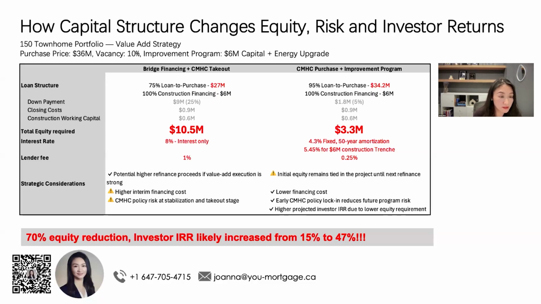If we are financing this way, you can see the total equity required to close this deal would be 10.5 million. The interest rate for bridge is a little bit higher, prime plus 2 to 4%, and back then the prime was not as low as today. It was 5.45% back in 2024, and the lender fee will be at least 1% for a bridge loan.